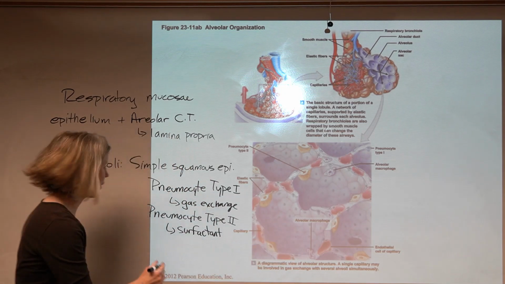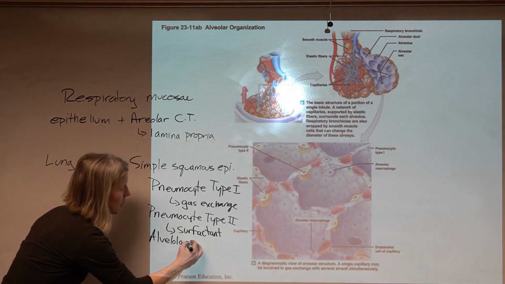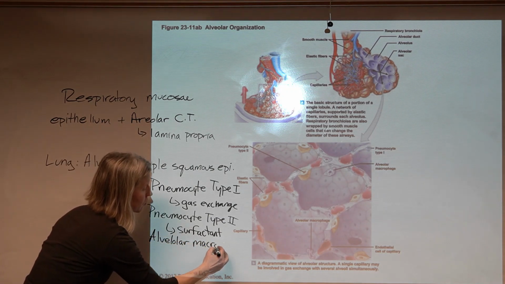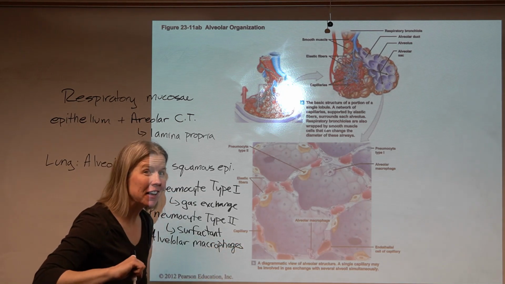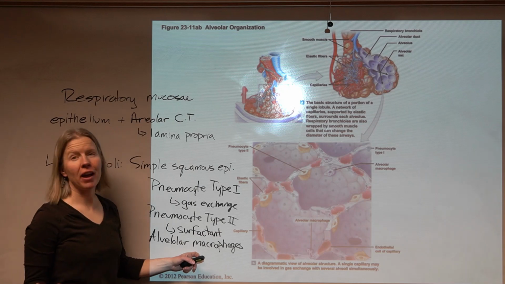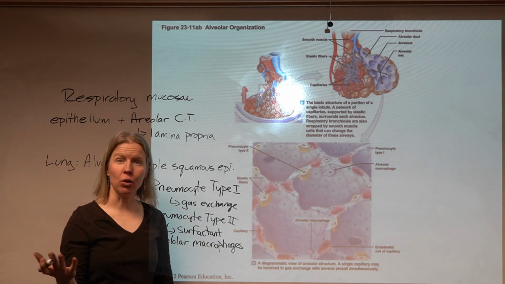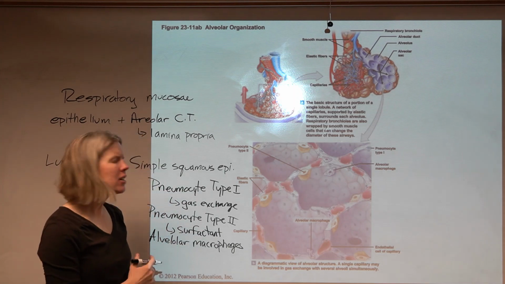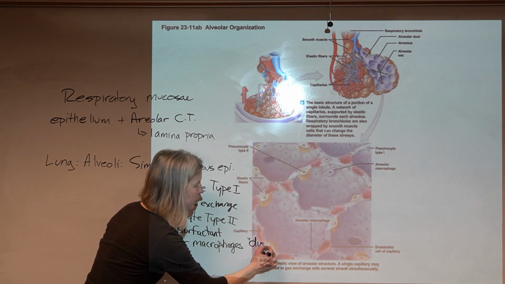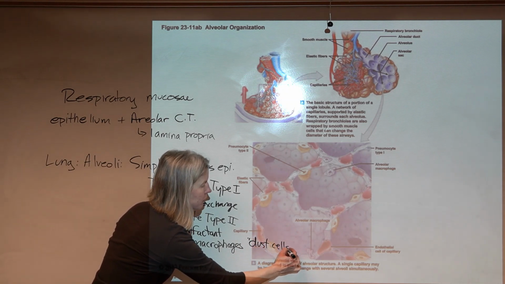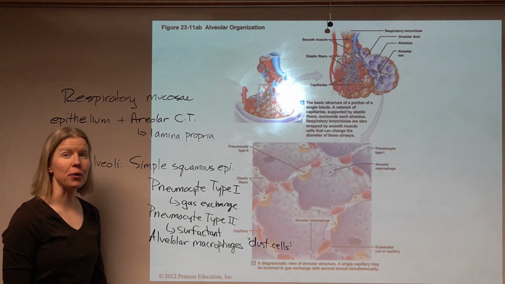And last in here, they point out alveolar macrophages. Give you 3 guesses what they do. They're phagocytic cells, right? They're coming out of circulation. They're wandering around in the alveoli looking for pathogens. Sometimes you'll see them called dust cells. I think alveolar macrophage is pretty descriptive as to what they're doing.